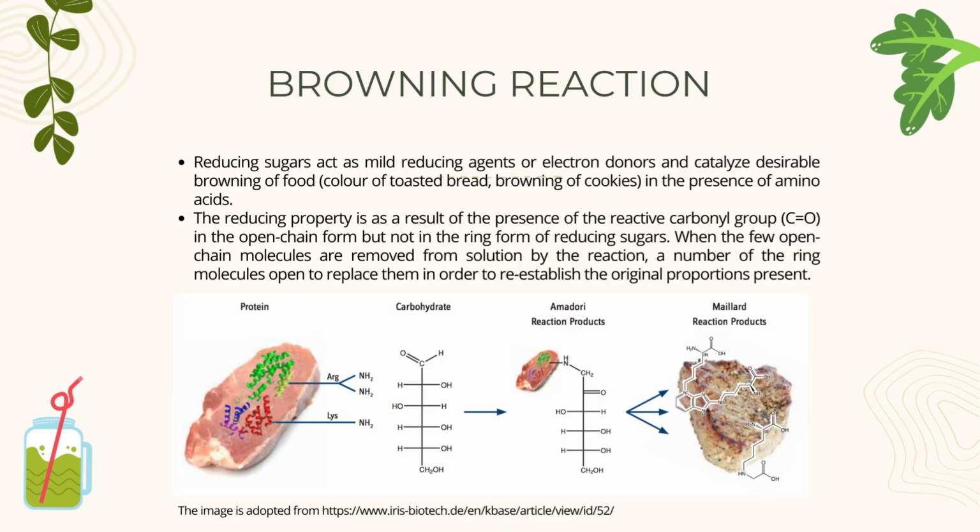Reducing sugars act as mild reducing agents or electron donors and catalyze the desirable browning of food in the presence of amino acids. The reducing property is a result of the presence of the reactive carbonyl group in the open-chain form, but not in the ring form of reducing sugars. When the few open-chain molecules are removed from solution by the reaction, a number of the ring molecules open to replace them in order to re-establish the original proportions.